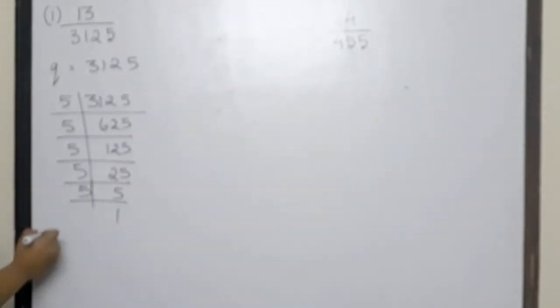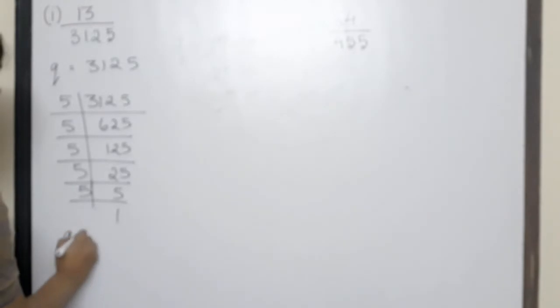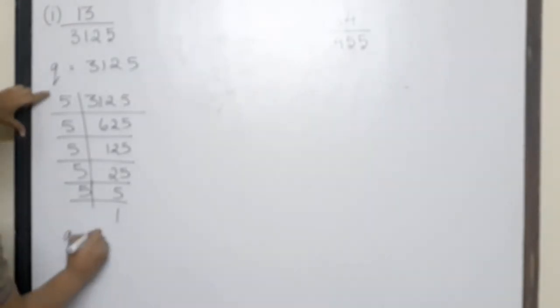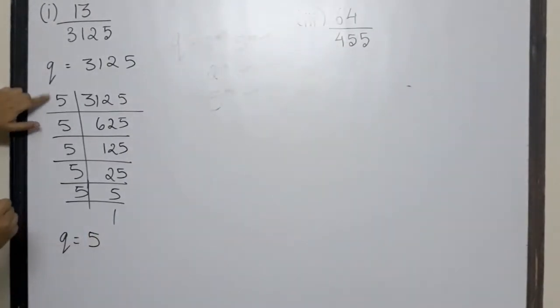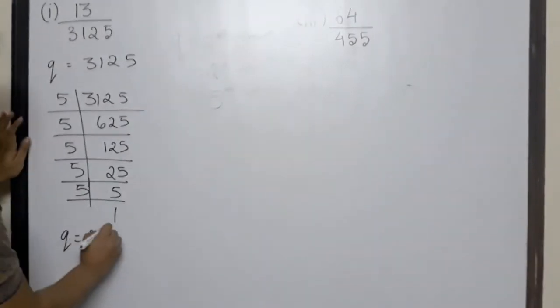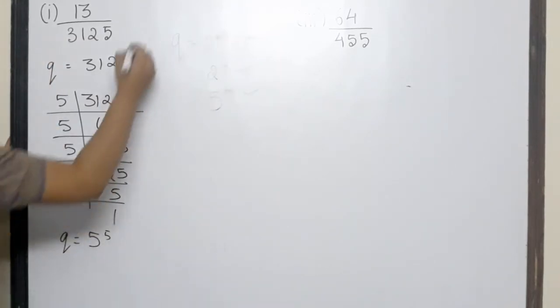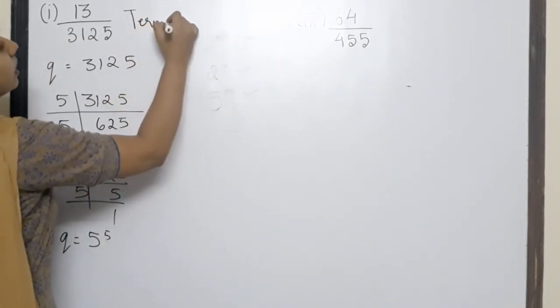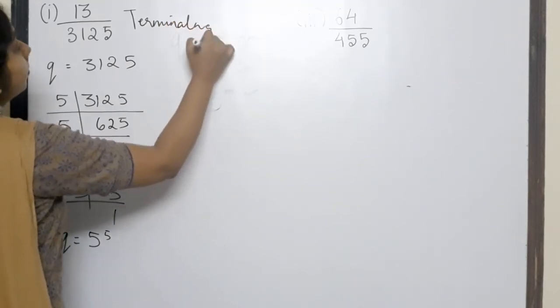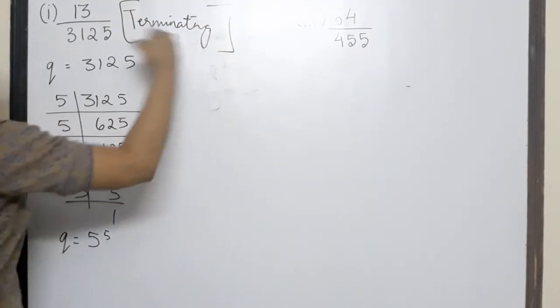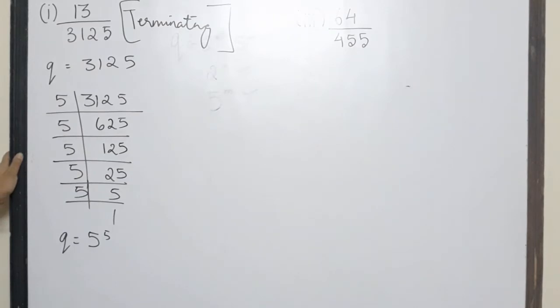So Q is coming in the form of 5 to the power, what will be the power? 1, 2, 3, 4, 5. 5 to the power 5. So over here, the denominator is coming in the form of 5 to the power 5. Yes, this will be a terminating decimal expansion. Okay. The decimal expansion will be terminating for the first one.